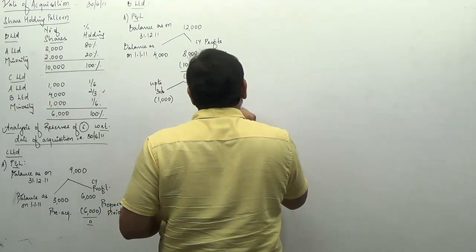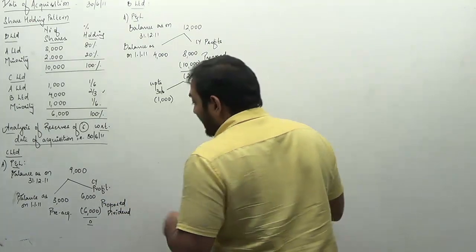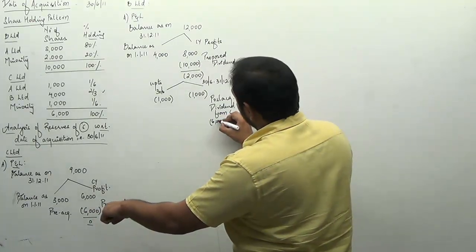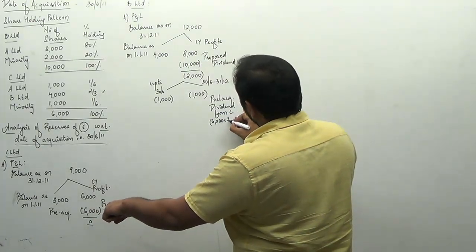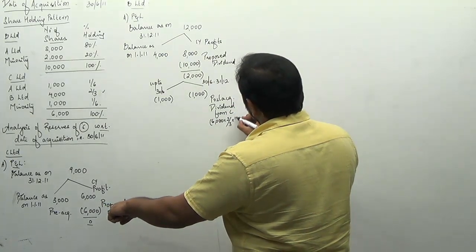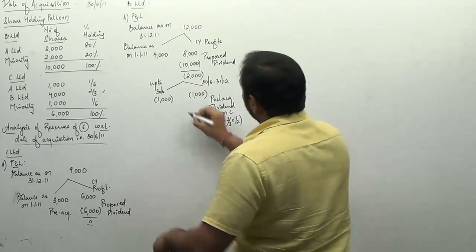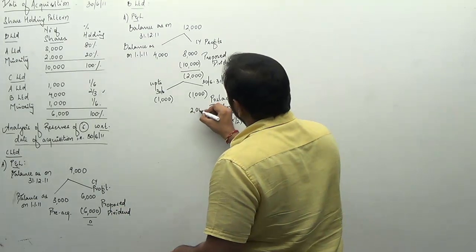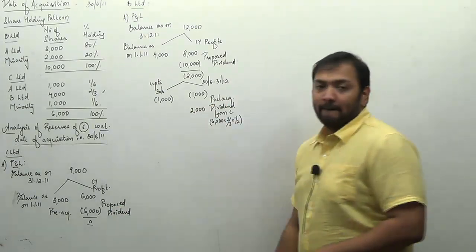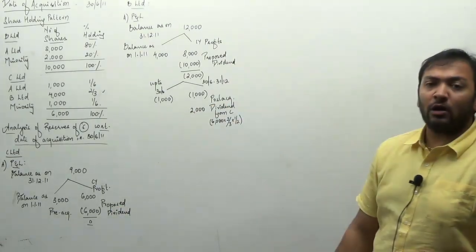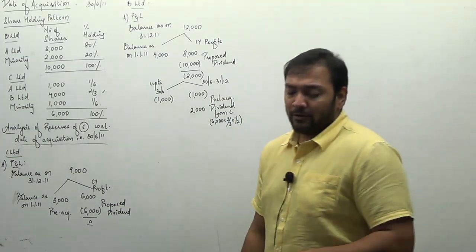From C, you have to calculate, guys, 6,000 into 2/3 into half. So 2,000 dividend we will add. That is a dividend income for B Limited.